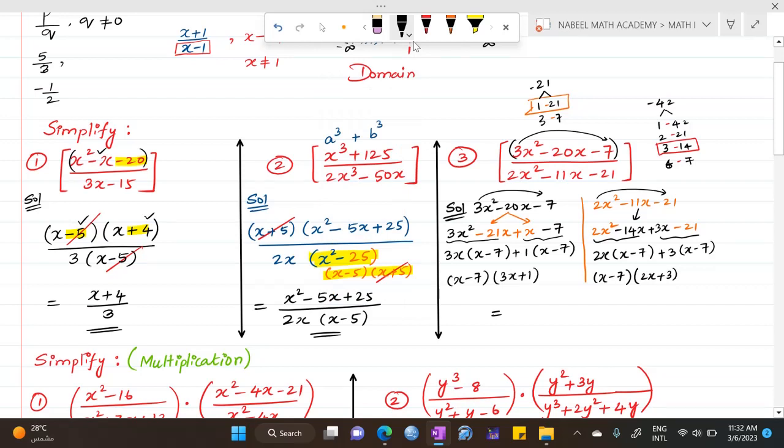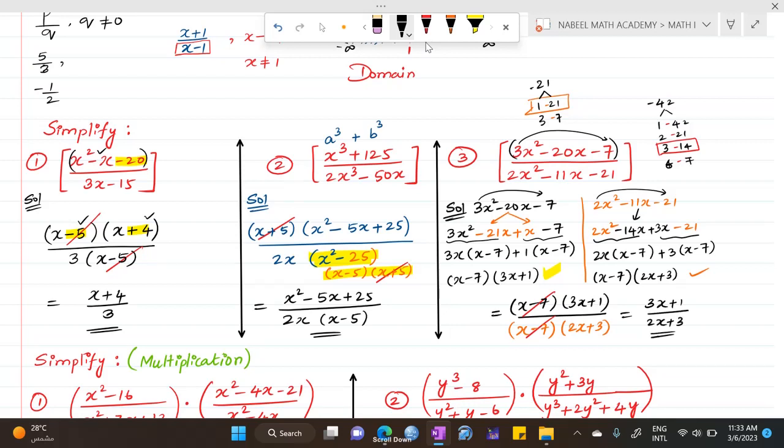So what is the question here? The numerator part is this part. What is the numerator here? It is x minus 7 and 3x plus 1, over. What about the denominator? This is the denominator: x minus 7 into 2x plus 3. If I cancel this part, x minus 7 and x minus 7 cancel. The remaining terms you will get are 3x plus 1 over 2x plus 3. So this is the first form.